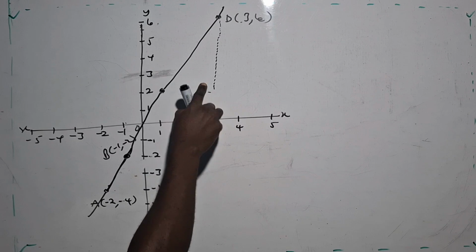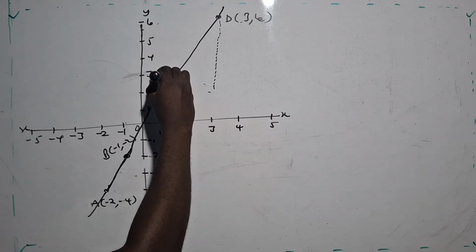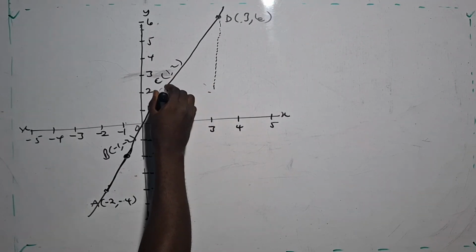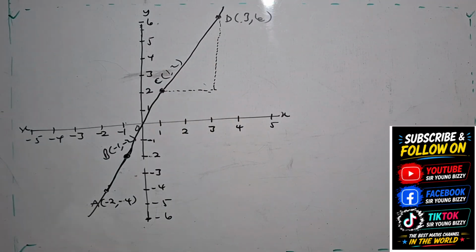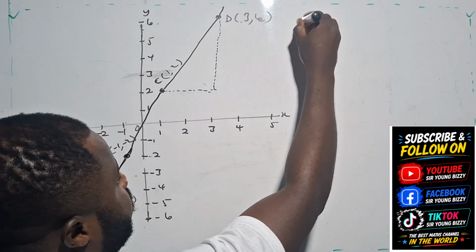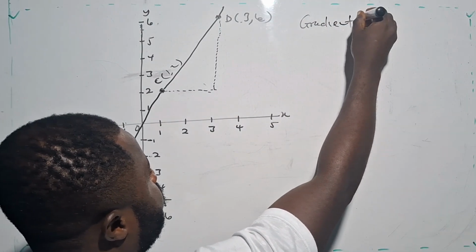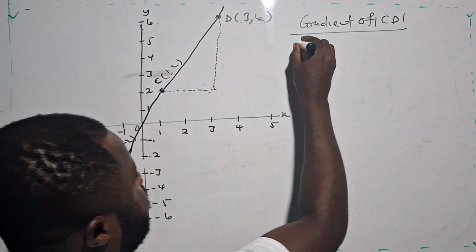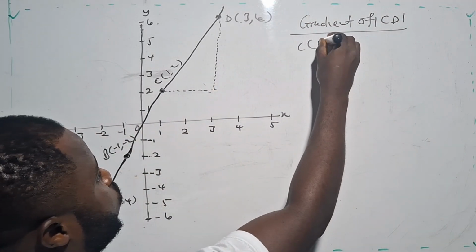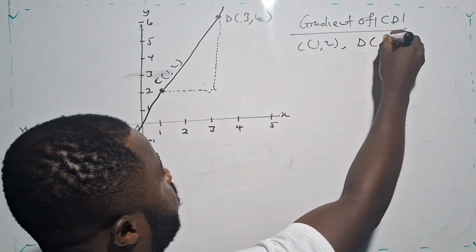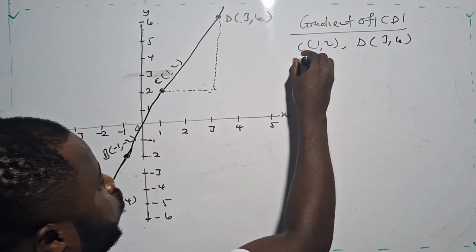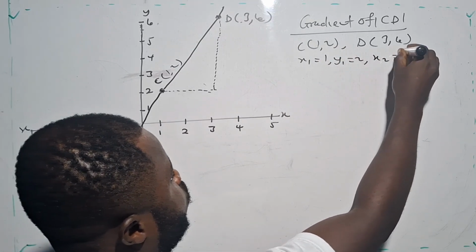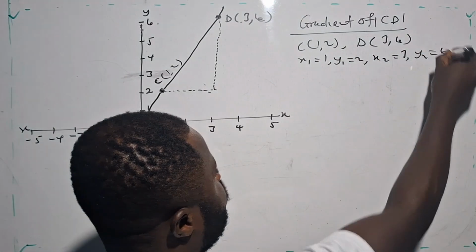So let me write the C down. The C coordinate was 1, 2. So I'll use my dotted line to indicate where I pick the gradient from. So the gradient of CD, line CD. So the C is 1, 2. Then the D is 3, 6. So my X1 is 1, Y1 is 2, X2 is 3, Y2 is 6.